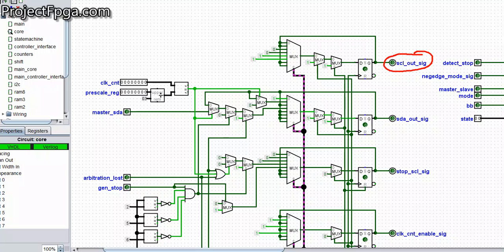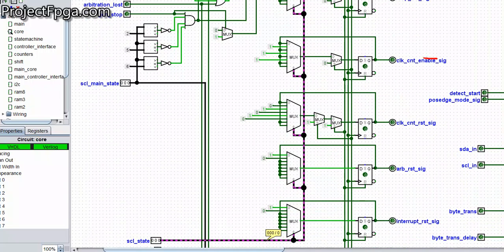Then remember again this SCL out. SCL out means the SCL output. So they also have the SCL in. This is the SDA out, which is the SDA output, the data line output. Stop SCL is used to halt the SCL, that is, it is used to set the SCL line high or low.